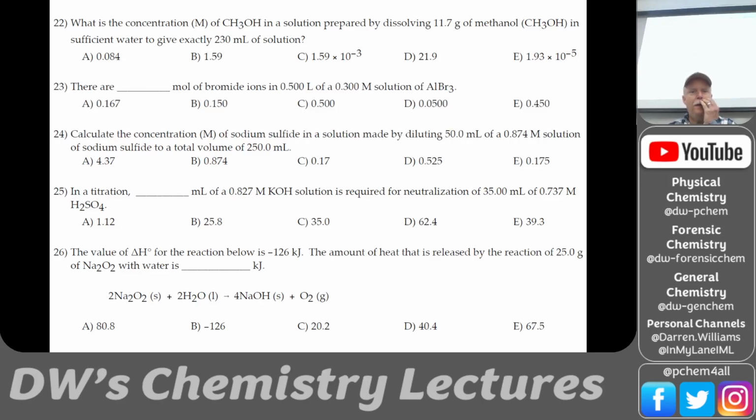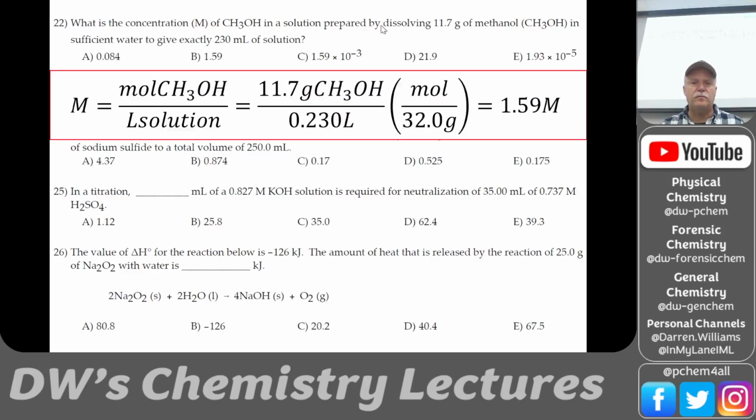Okay, so then we have some dilution and solution calculations. So what's the concentration of methanol in a solution prepared by dissolving 11.7 grams of methanol in sufficient amount of water to give 230 mils of solution? So I did kind of shorten one step in this problem. But molarity, the concentration that we want, is moles of the solute per liter of solution.